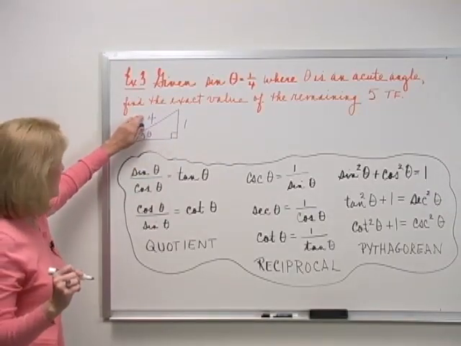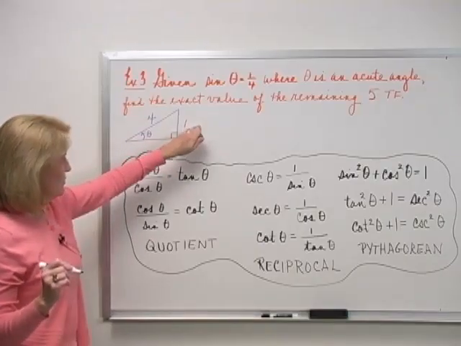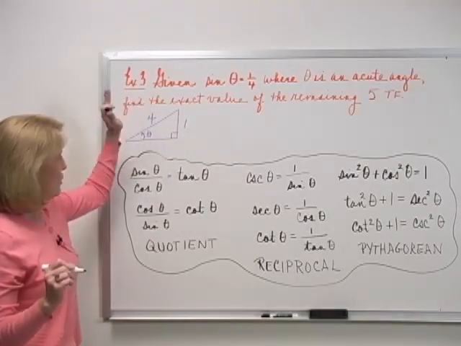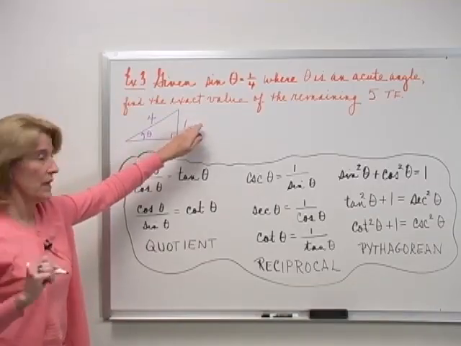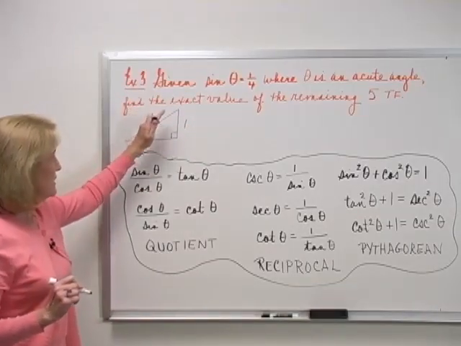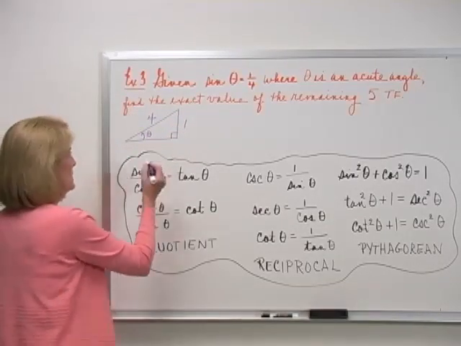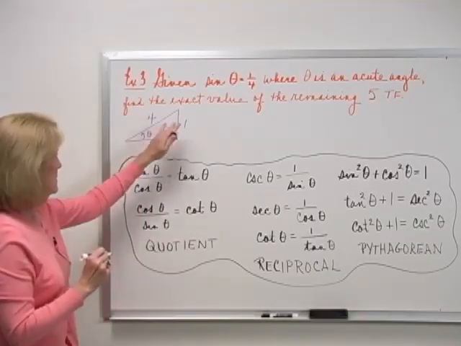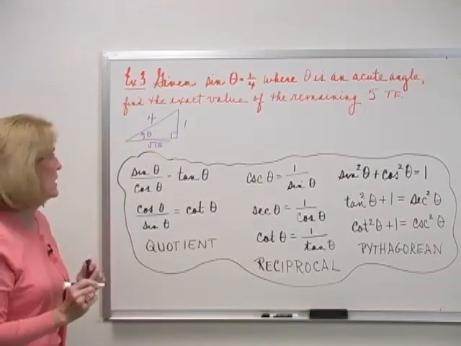It would be c squared equals a squared plus b squared. So what that means is this side squared is that one squared minus that one squared. So what do we get? We get 16 minus 1, which is 15, which means this side is the square root of 15 units. 16 minus 1, and then square root of both sides.